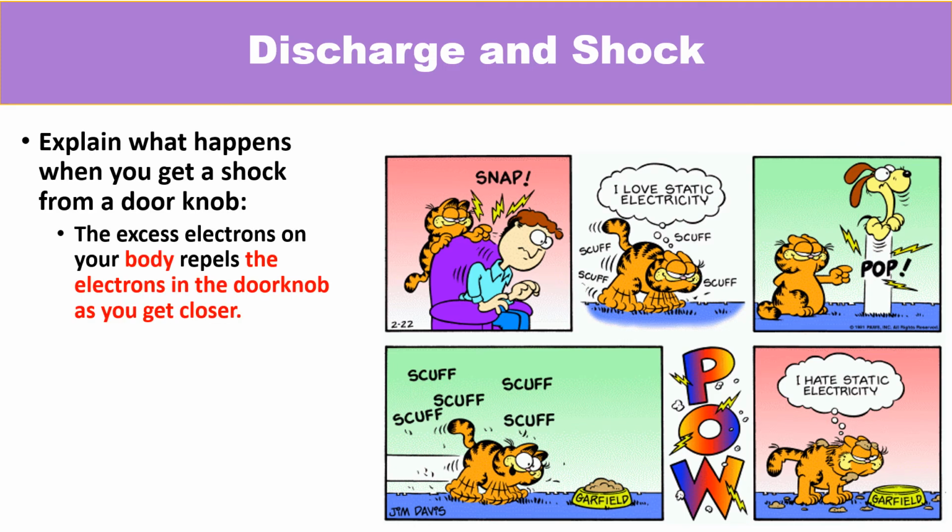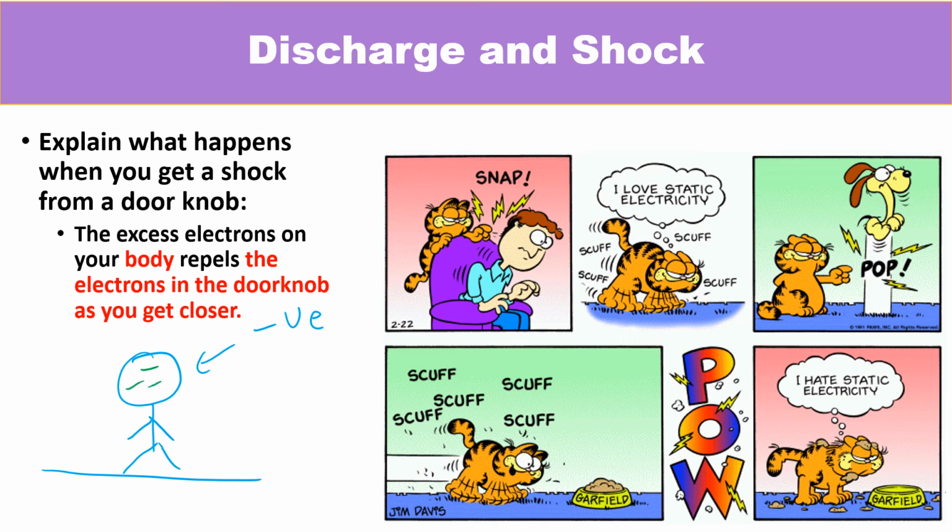The second part is this. The excess electrons on your body repel the electrons in the doorknob as you get closer. What I mean by that is, from the GIF, we noticed that a human who walks across the carpet starts to have excess electrons, or sometimes the opposite. This person can be negatively or positively charged. I think the GIF was more positive, but that really doesn't matter. In this case, it's negative.